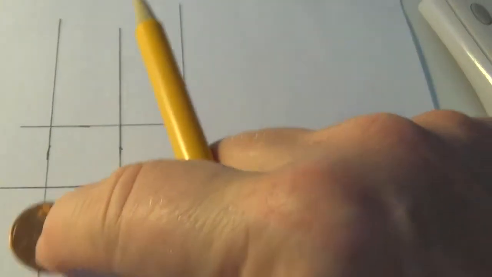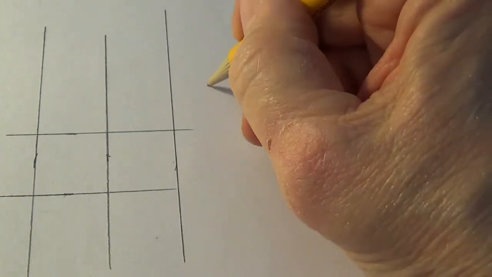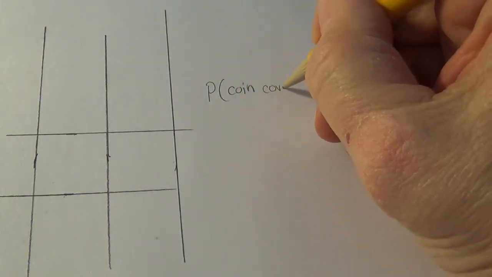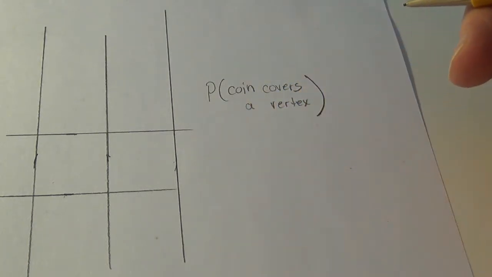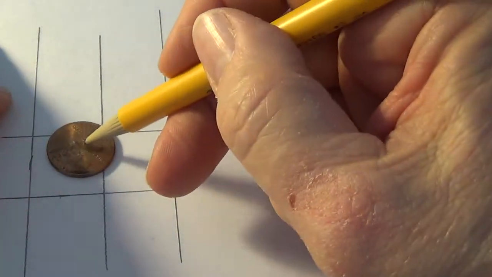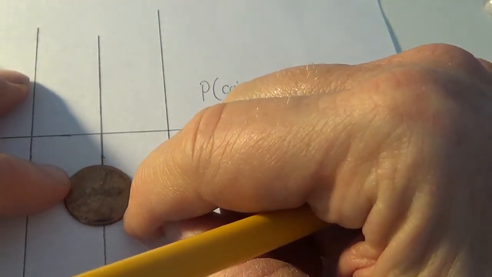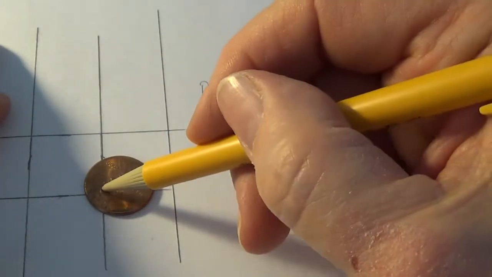Alright, so I'm going to talk about just one of these places. So the problem says to find the probability that the coin covers a vertex. So let's talk about that. The probability that the coin covers a vertex. I'm going to take this penny and put it in such a way so that the center of the penny is exactly on a vertex. Now, to meet this requirement, it wouldn't have to be centered. It could be like this. This coin still covers a vertex.